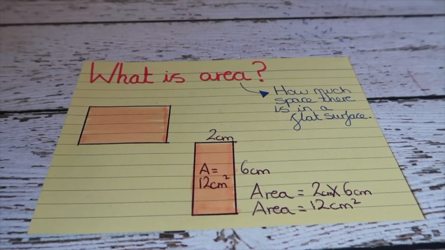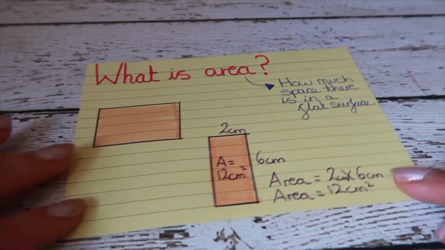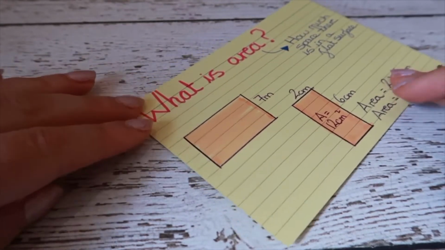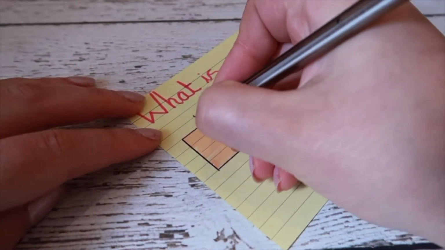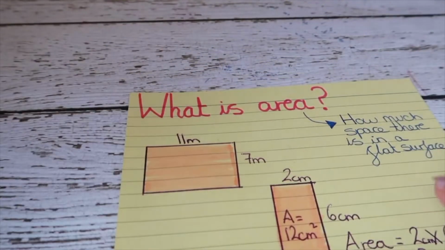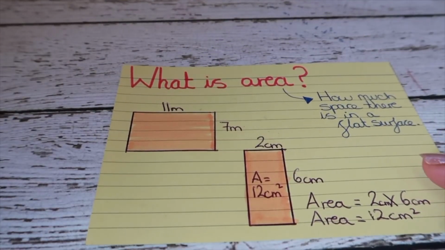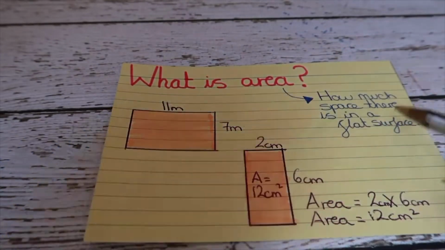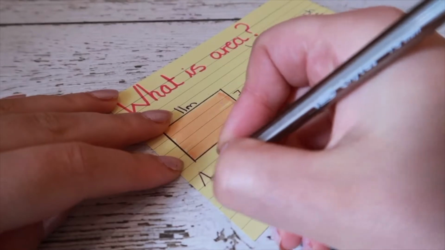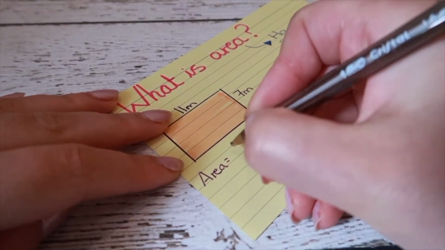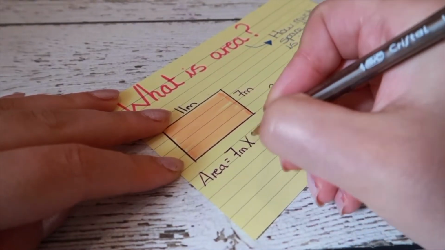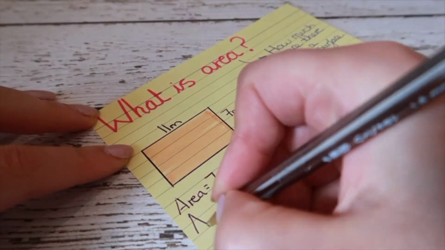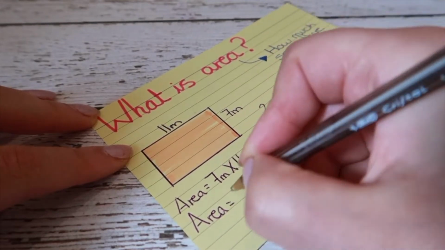Okay, let's look at another example. So for the second rectangle, again, just need to remember, to find the area, it is the width, which in this case is 7 metres, and you need to multiply it by the length, which is 11 metres. So the area of this shape would be width multiplied by the length, so 7 multiplied by 11. And the answer is, of course, 77 metres squared, because the dimensions are in metres.